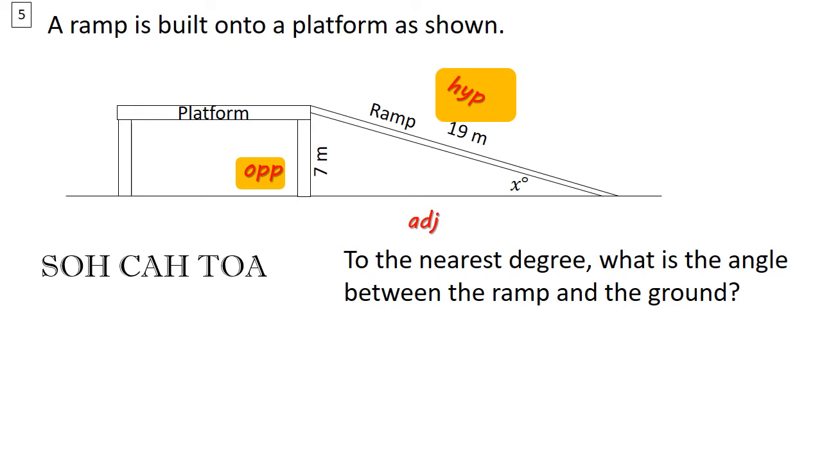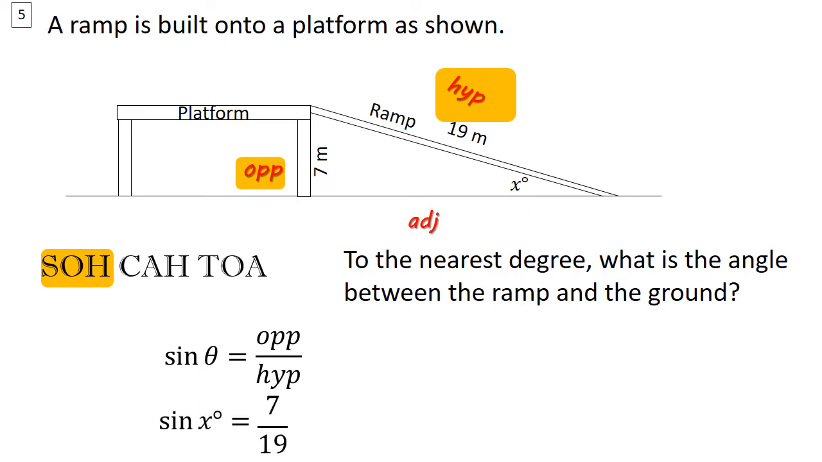What uses opposite and hypotenuse? Well, that's the SOH, S-O-H, sine of theta equals opposite over hypotenuse. So let's plug in what we know. We don't know theta. That's an angle. That's what we're looking for. So sine of x specifically is opposite over hypotenuse, 7 over 19.